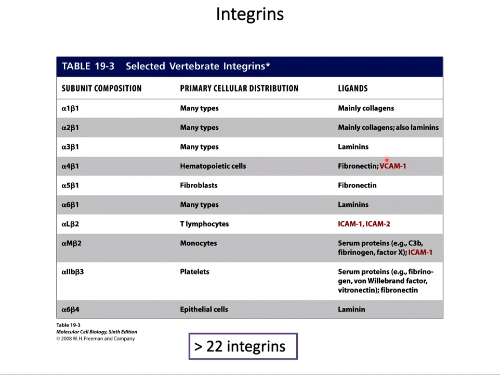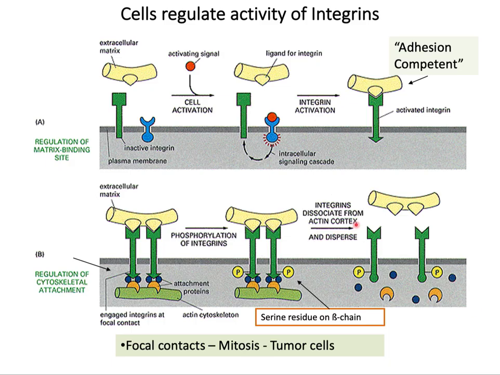This is just to illustrate that you can have multiple permutations and combinations of the alpha and the beta subunit to alter the specificity. So really interesting is that the cells can regulate the activity of integrin. They can activate integrins and they can deactivate integrins. So in the top part is an illustration of how integrins become activated.